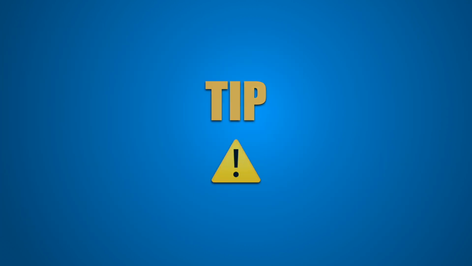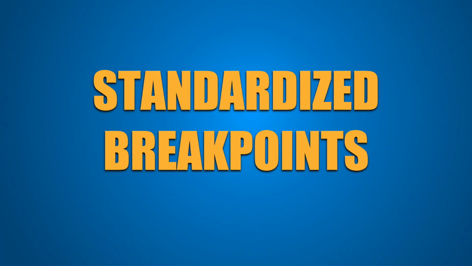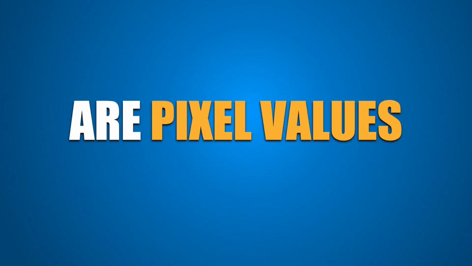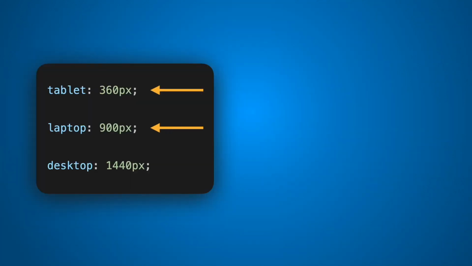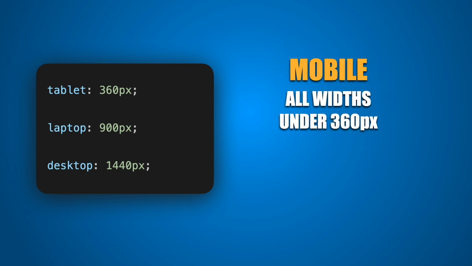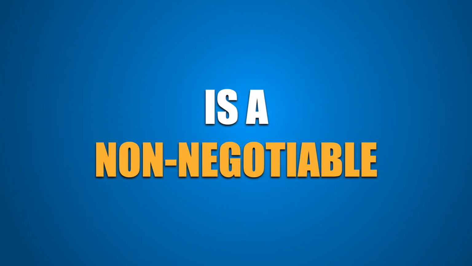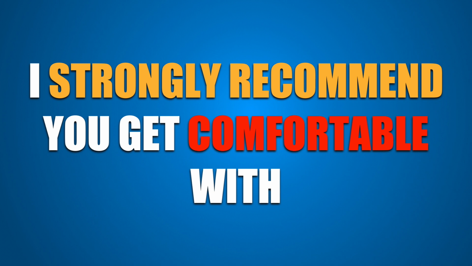A tip when working with min width media queries is to have standardized breakpoints for all your components. Breakpoints are pixel values at which our components change style to suit a different device. In this example, widths between 360 pixels and 900 pixels are considered tablet, widths between 900 and 1440 pixels are considered laptop, and all widths wider than 1440 pixels are considered desktop. Not mentioned here is mobile, which is a default and accounts for all widths under 360 pixels. I recommend standardizing these and saving them as variables, and then using these variables for all the components that you build. Learning to use media queries is a non-negotiable and something I strongly recommend you get comfortable with.